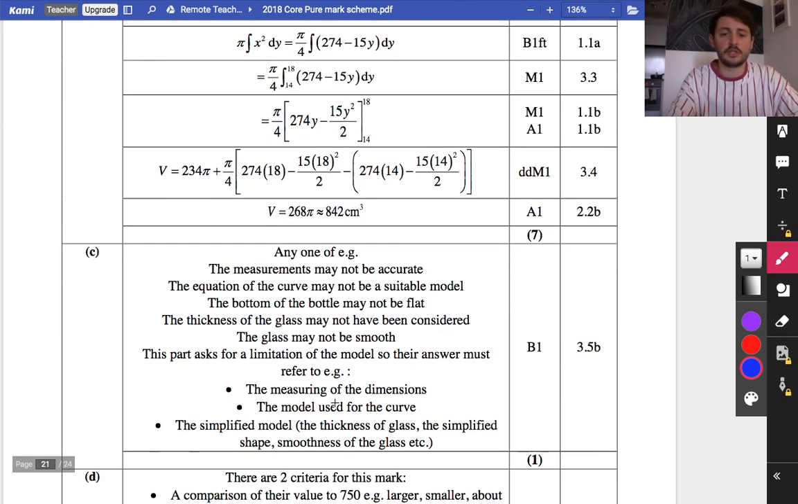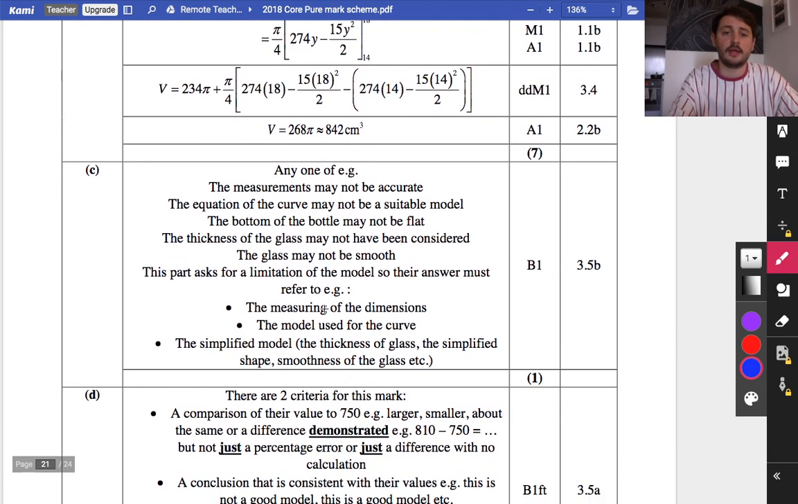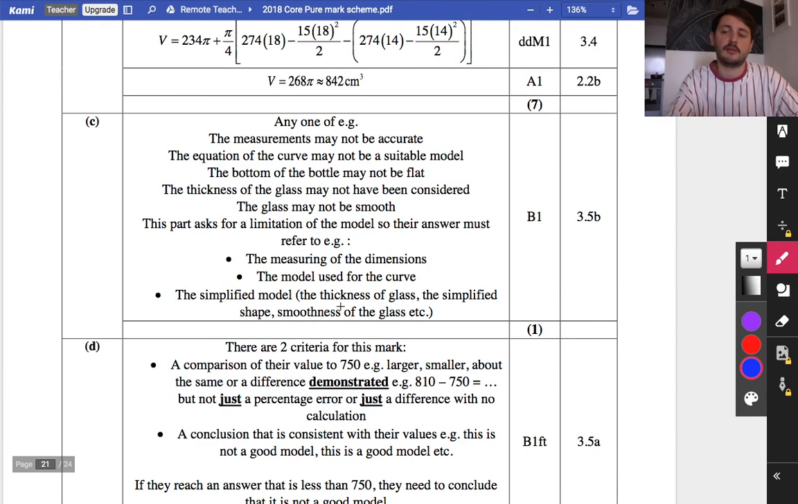This was the thing I wanted to show you. There's so many things you could say. The measurements may not be accurate, the curve may not be a suitable model, the bottom may not be flat, the thickness of the glass may not have been considered, the glass may not be smooth, and so on. There's loads and loads of things, okay? It has to be stuff to do with either the dimensions, the model of the curve, or how simple the model is. And then again, you can just see about that comparison.